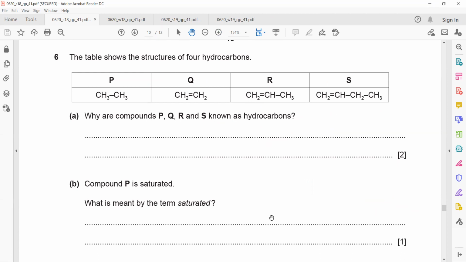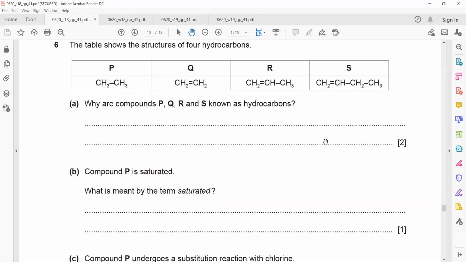Okay, another question. This is May-June 2018, paper 4, variant 1. The table shows the structure of 4 hydrocarbons. Why are compounds P, Q, R and S known as hydrocarbons? What is the reason why we call them hydrocarbons? Because these compounds contain carbon and hydrogen only. That's why they're hydrocarbons.